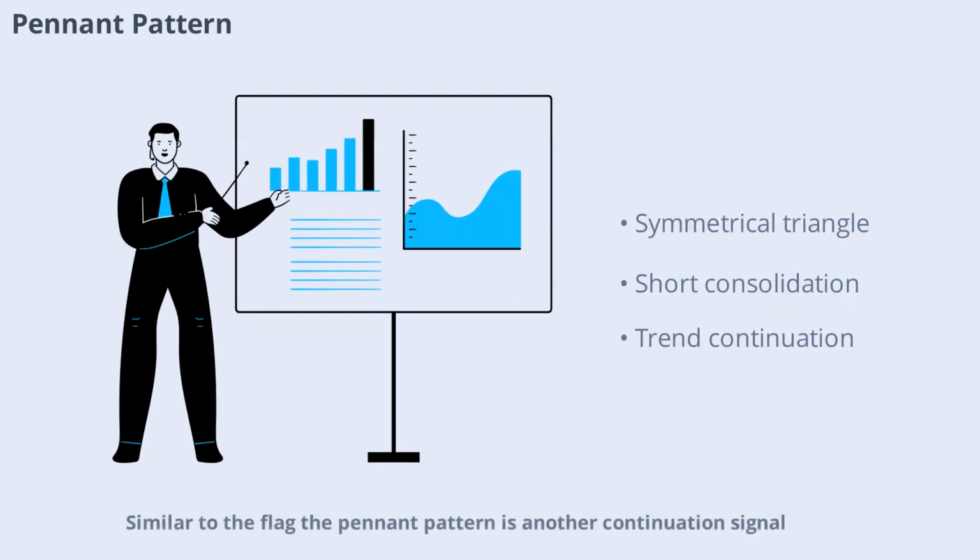Similar to the flag, the pennant pattern is another continuation signal. After a strong price movement, the market consolidates in a small symmetrical triangle, forming the pennant. This pattern typically lasts for a short period before the price breaks out in the direction of the previous trend. Pennants are common in fast-moving markets and are favored by active traders. Recognizing a pennant can help you stay with the trend and maximize your gain.